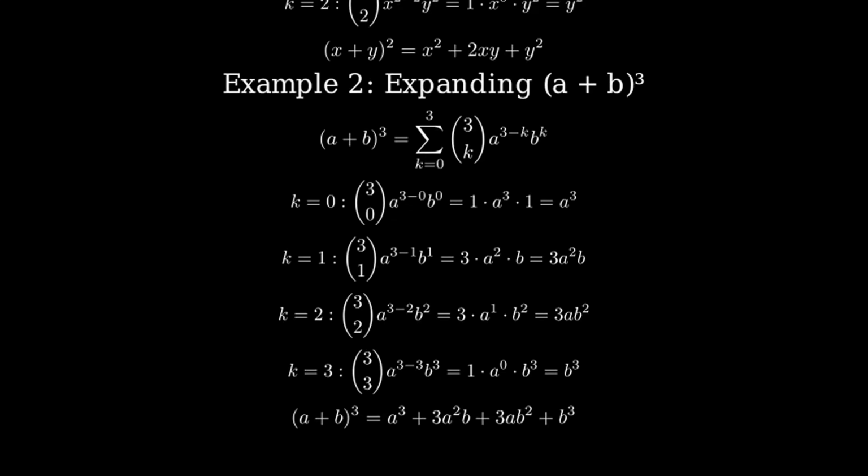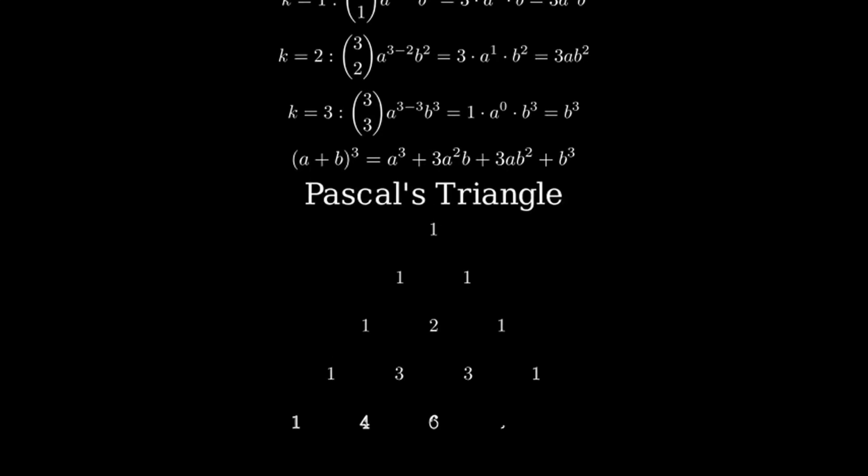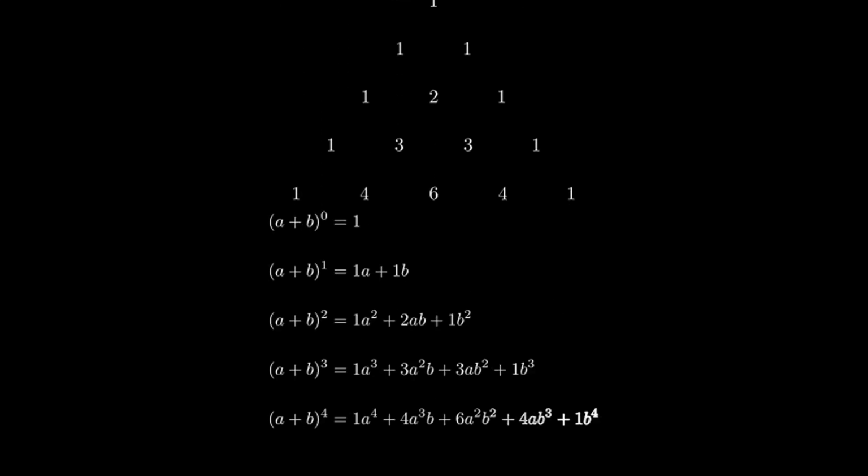The coefficients in the binomial expansion form a famous pattern called Pascal's triangle. Each number in the triangle is the sum of the two numbers directly above it. The numbers in each row of Pascal's triangle are exactly the coefficients in the binomial expansion of (a + b) raised to the power corresponding to the row number, starting from row 0.